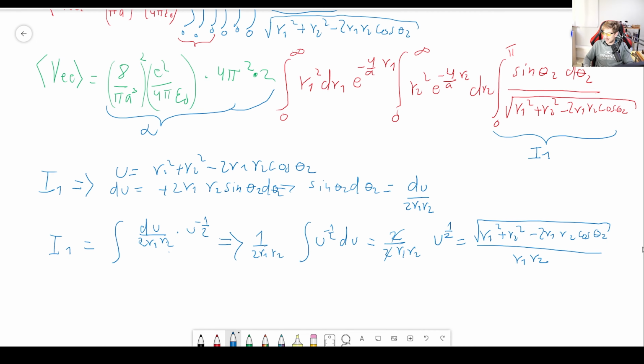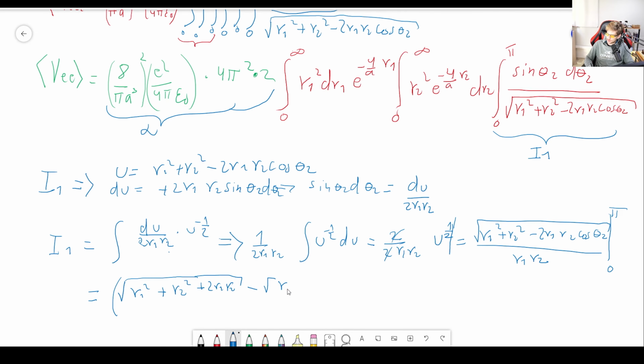So now let's evaluate it between 0 and pi. Okay, so this still has to be evaluated. I just didn't write it explicitly. So at pi, what do we get? We get square root of r1 squared plus r2 squared. And what else? Then we have minus 2r1 r2 times cosine of pi, which is minus 1. So the minus signs cancel out. We get plus 2r1 r2. And all of this is going to be divided by r1 r2. And then we get minus this thing evaluated at 0.